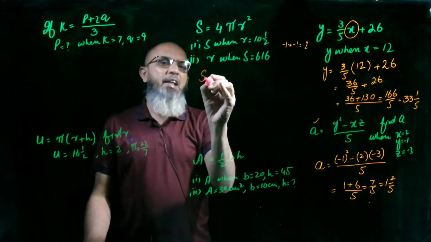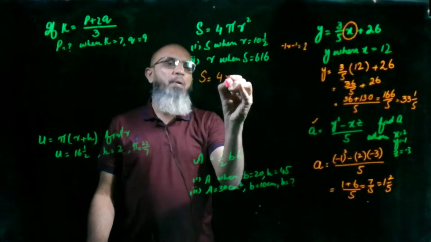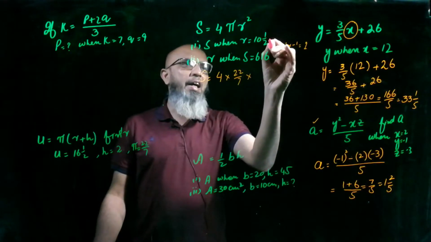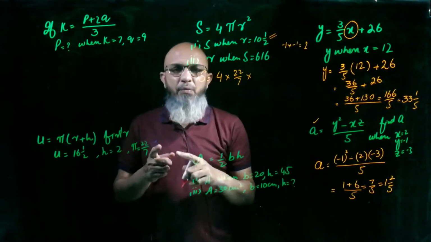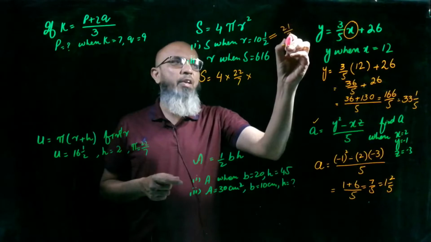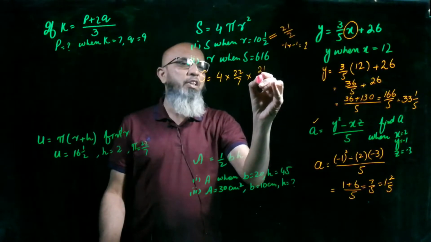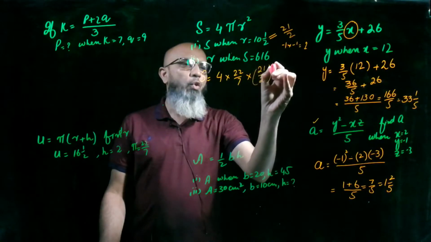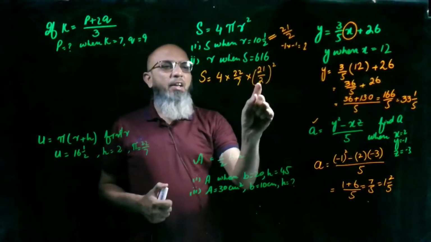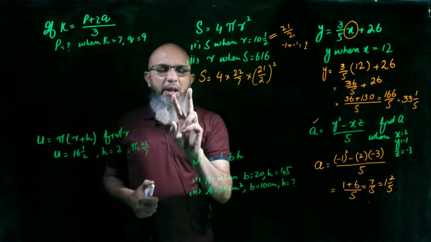Okay, S is equal to 4. The value of pi is 22/7, and for the value of r, I first change this into an improper fraction. 10 2s are 20, 20 plus 1, that is 21/2. So it means (21/2) whole squared. Now what does square mean? Square means we will write it two times.